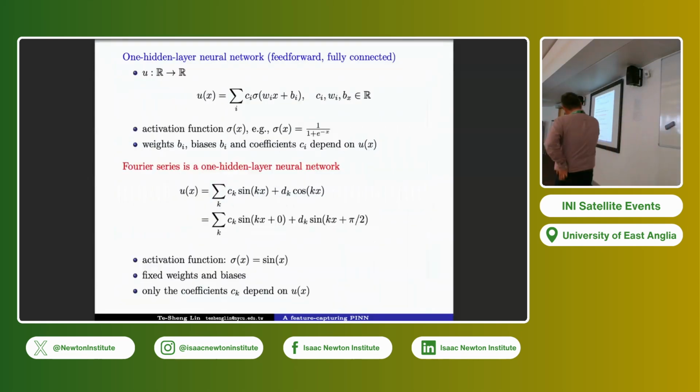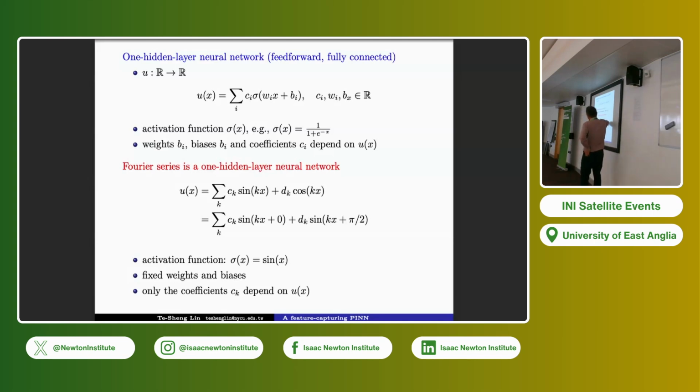Okay. So let me go back to this one hidden layer neural network. It looks exactly like this. So it's a one hidden layer network: you have x and pass it through some weight and bias and activation function. You sum them together, and it looks like this.